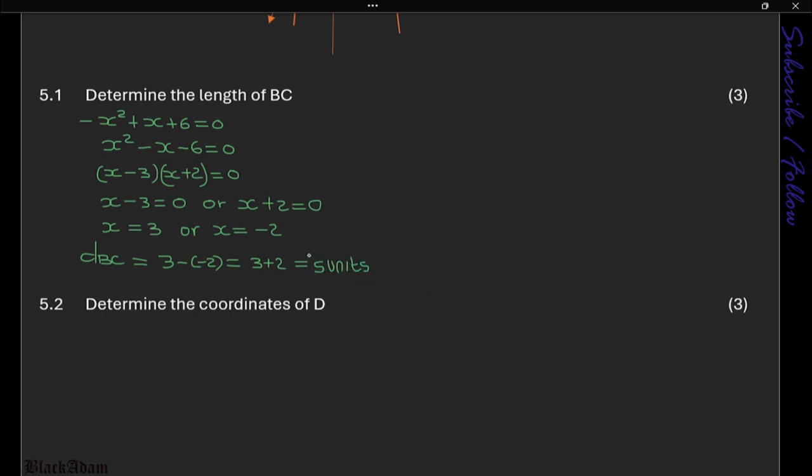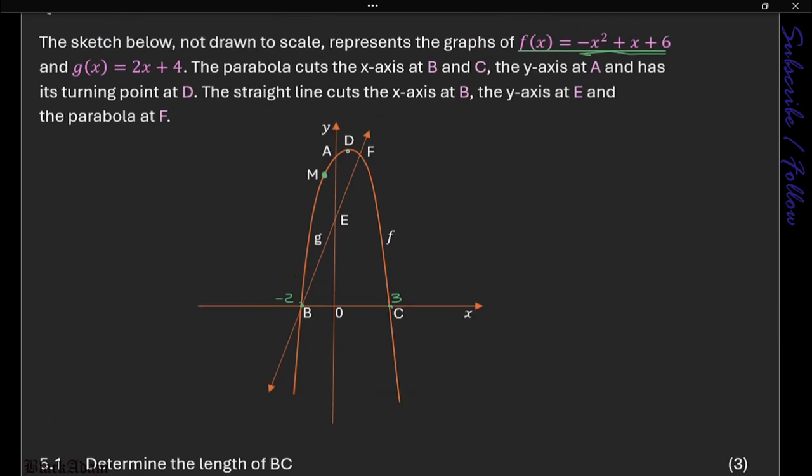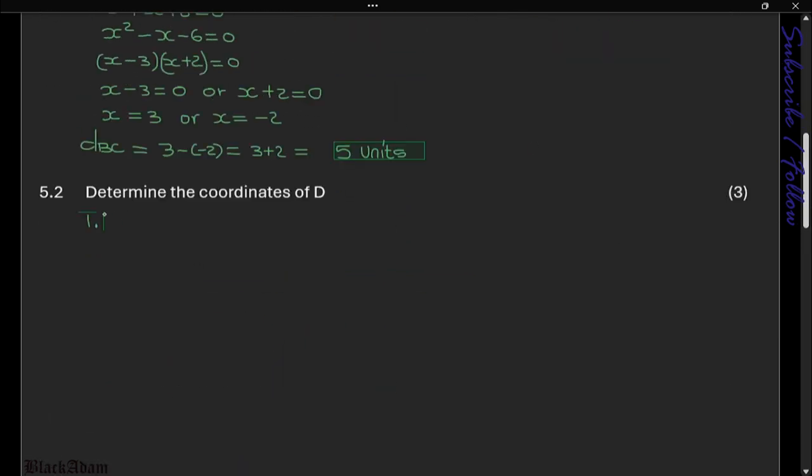And so that's how we calculate distance. It's the last point minus the initial point. So it's going to be 5 units, whether it's centimeter, meter, kilometer, whatever it is. So next we need to find the turning point D. So that's our D there, the turning point.